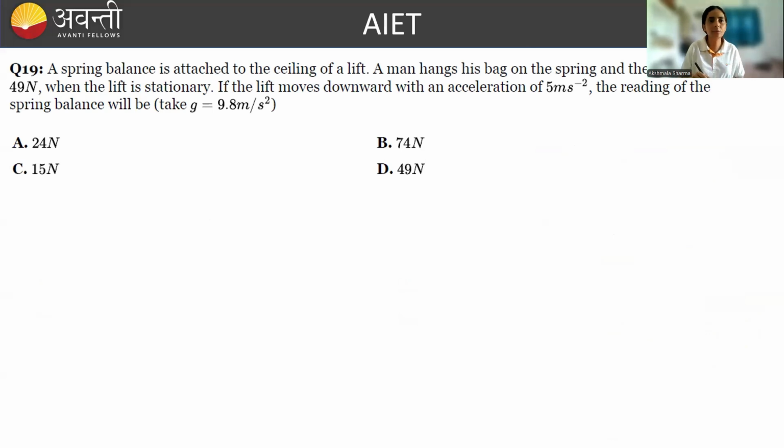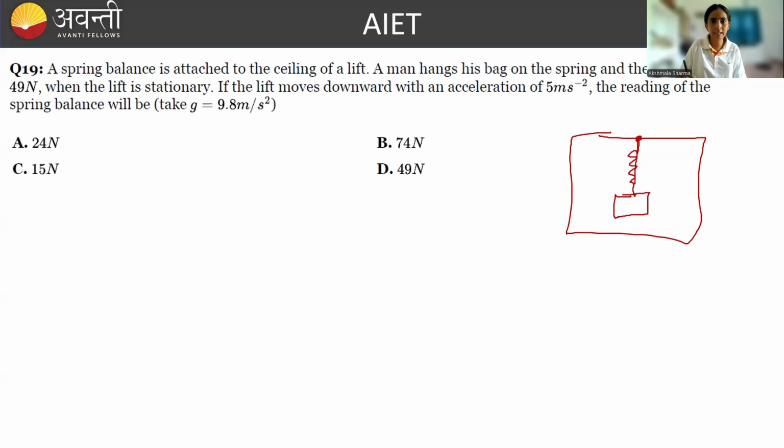Now this is another question. A spring balance is attached to the ceiling of a lift. So there is a lift and this is the ceiling. And from the ceiling, a spring balance is attached. So this is a kind of spring balance. A man hangs his bag on the spring. So a bag is hanging from the spring and the spring reads 49 Newton.